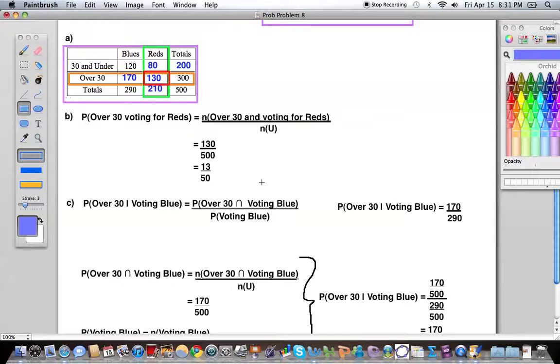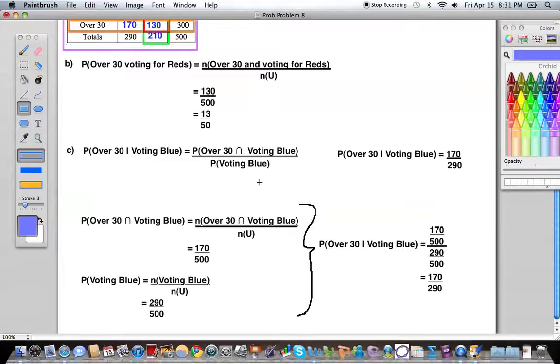You should follow along on your sheet when I say that, just so that you see how I'm rewording this. If you get a question like this on the IB exam, it'll be important for you to understand what each of these means. So in part C, it says the probability that a person is over 30 given that they are voting blue. Well, we know from our formula that this is equal to the probability the person is over 30 and voting blue divided by the probability that a person is voting blue. There are two different ways to use this.